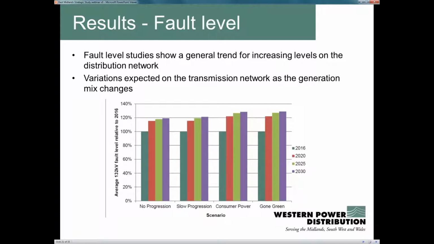For fault level, we've completed a number of high-level studies to understand where we think the distribution fault levels are going. And I think the main interesting thing to note from this is that despite the variances on the transmission network and the drop in fault level on the transmission network, the actual contribution from the distribution level, because of the amount of generation being connected into there, will increase significantly. So we see a year-on-year increase in fault level conditions from our 2016 picture. So it's something that we need to be aware of and accommodate.